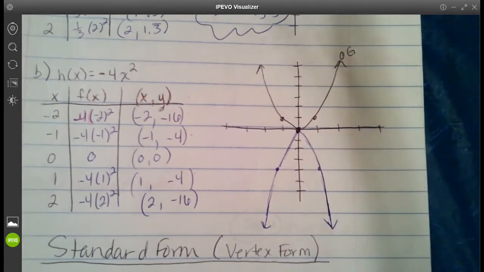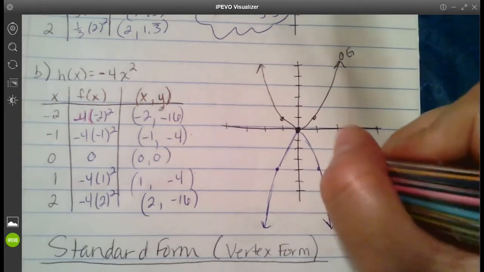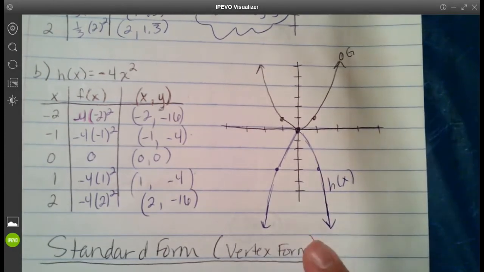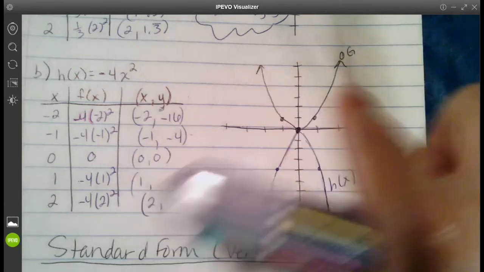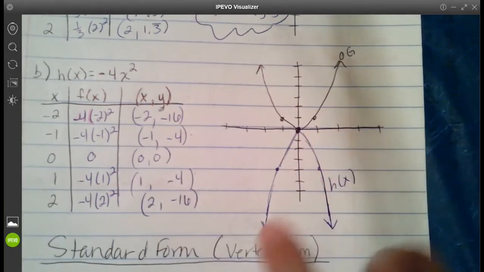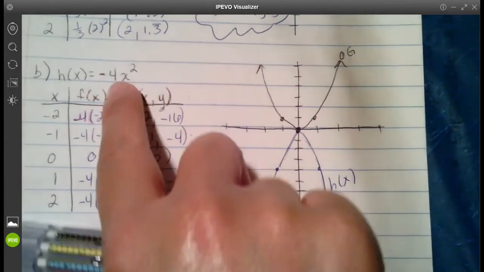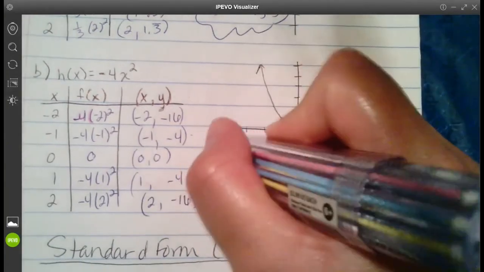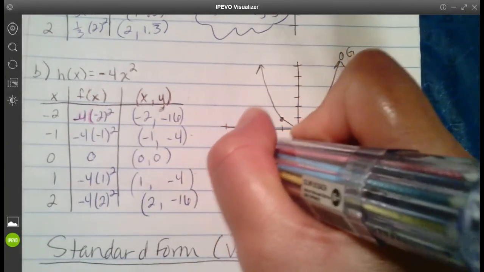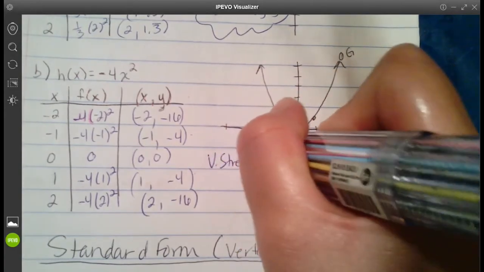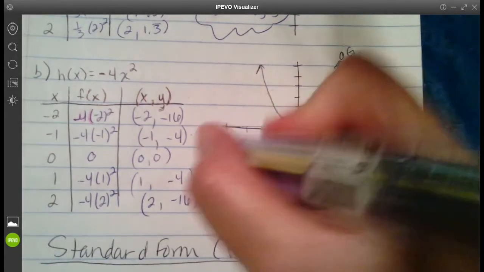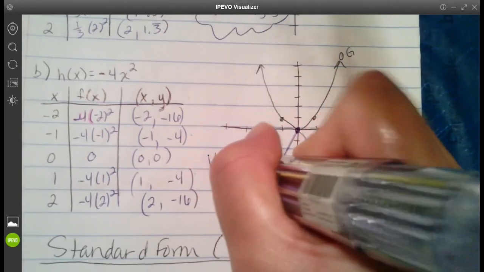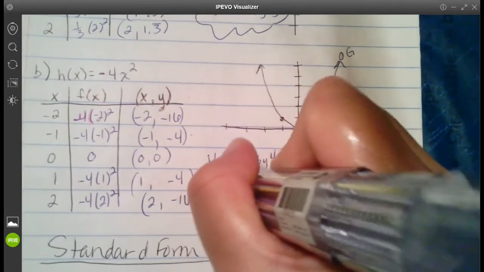Okay. And we can see based on our new function, h of x, that this one is not only reflected downward, but it's also thinner than the original. And that makes sense because this is a vertical stretch by 4. Okay, so for my transformations here, I'm going to just squish them in right here. We have a vertical stretch by 4, and a reflection over the x-axis.